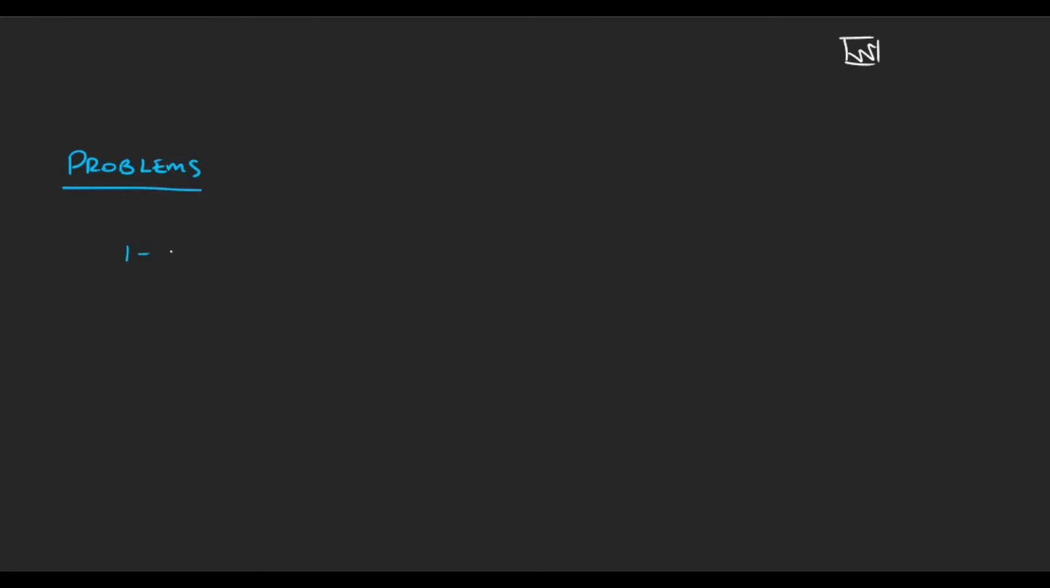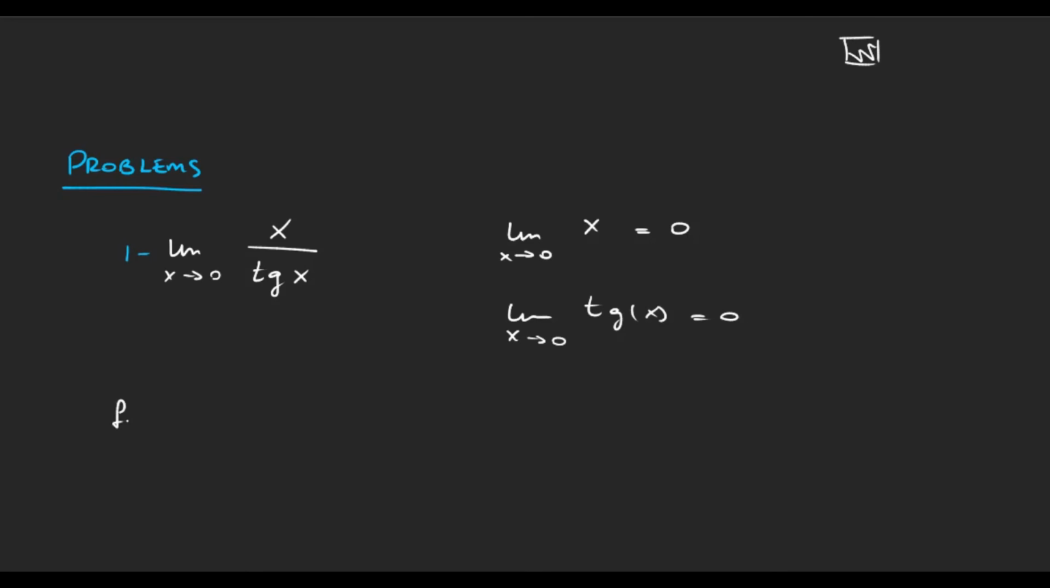Let's say we want to calculate the limit when x tends to 0 of x divided by tangent of x. Well, using all our knowledge of limits, we didn't know how to calculate this, because when x tends to 0, x also tends to 0, and tangent of x tends to 0. So what we do is we call f our numerator, that is x, and g our denominator, tangent.